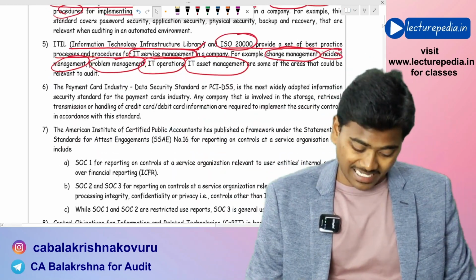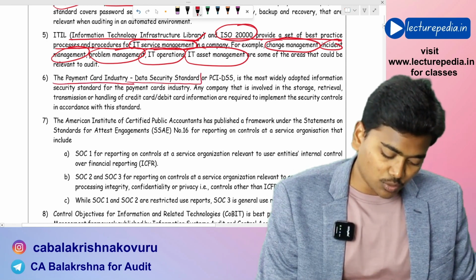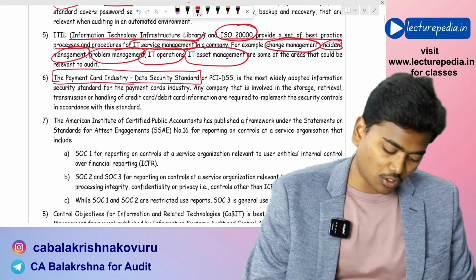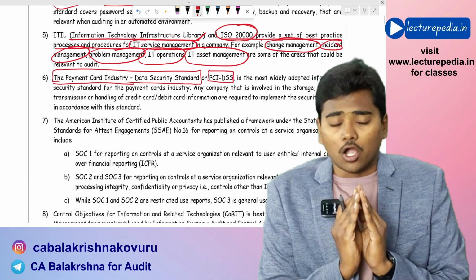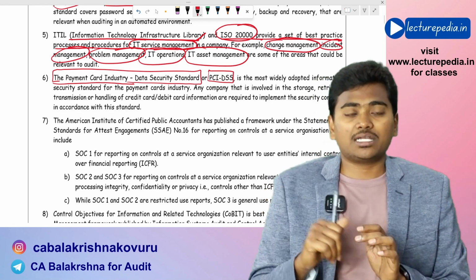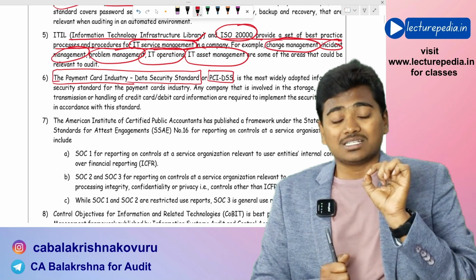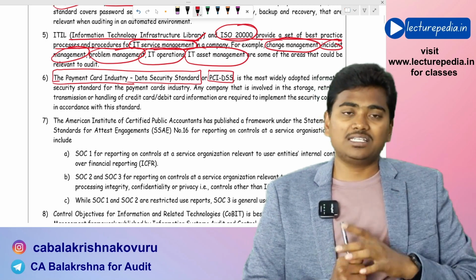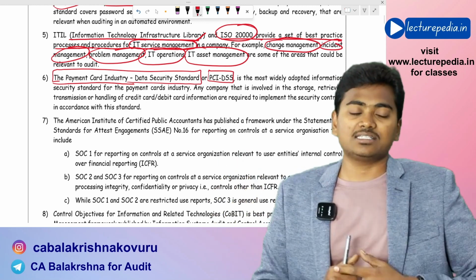Okay, next, Payment Card Industry Data Security Standard, or shortly you can call it PCI DSS. Now, all the companies that are operating in this payment card industry, like credit card, debit card, they need to follow a certain set of safety standards which will be prescribed in this PCI DSS standard.